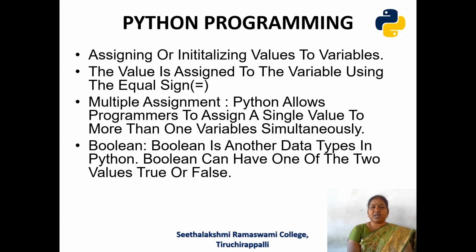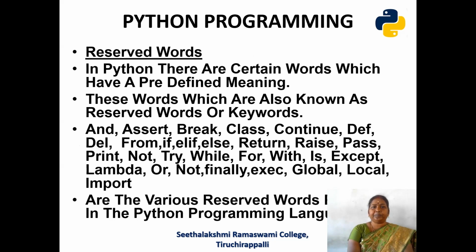Multiple assignment. Python allows the programmer to assign a single value to more than one variable simultaneously. Boolean. Boolean is another data type in Python. Boolean can have one of two values, that is true or false.